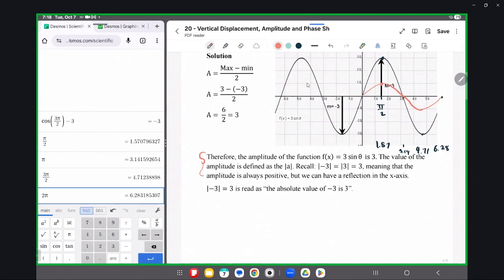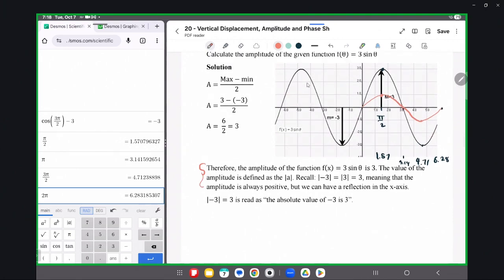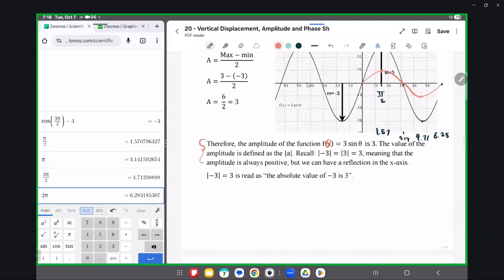We should mention that the amplitude of the function f of theta equals 3 sine theta is 3. The value of the amplitude is defined as the absolute value of A. As a recall, you may or may not have heard of this before. The absolute value of -3 is the same thing as the absolute value of 3, which is 3, meaning that the amplitude is always positive, but we can have a reflection in the x-axis.